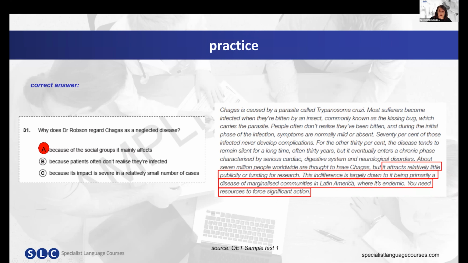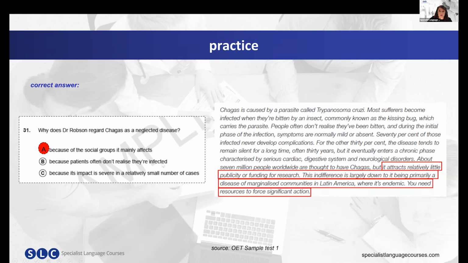So he says it's largely down to. If it's largely down to, this is giving a reason. So he says it's largely because it affects marginalized communities, so specific social groups. So because it affects these groups, in his opinion, it does not have much attention. When you are preparing for your listening C, it's always a good idea to look at why the other answers are wrong.